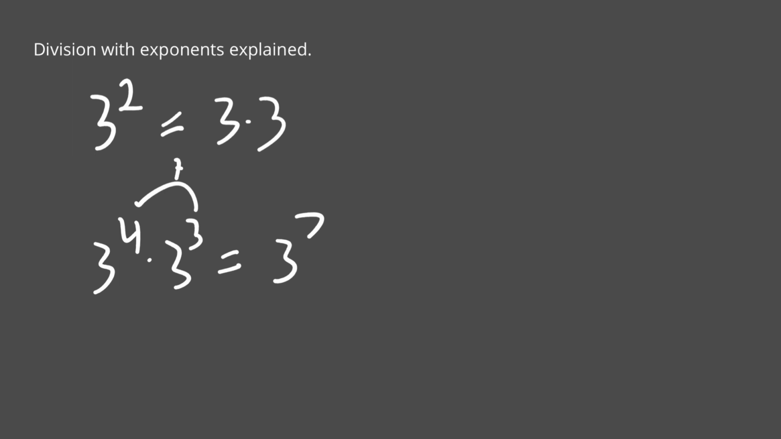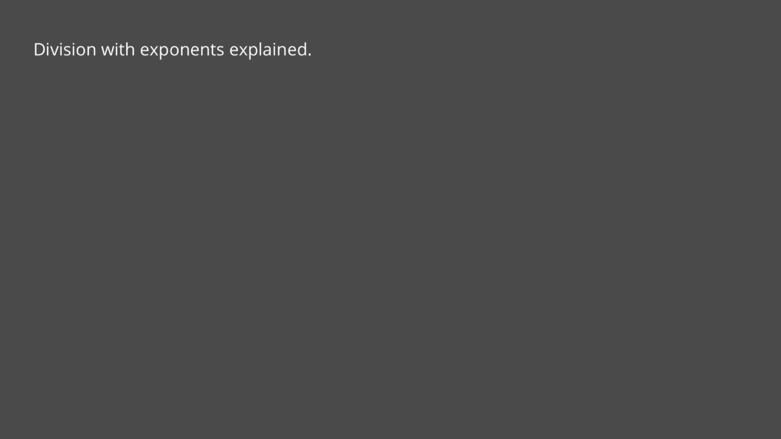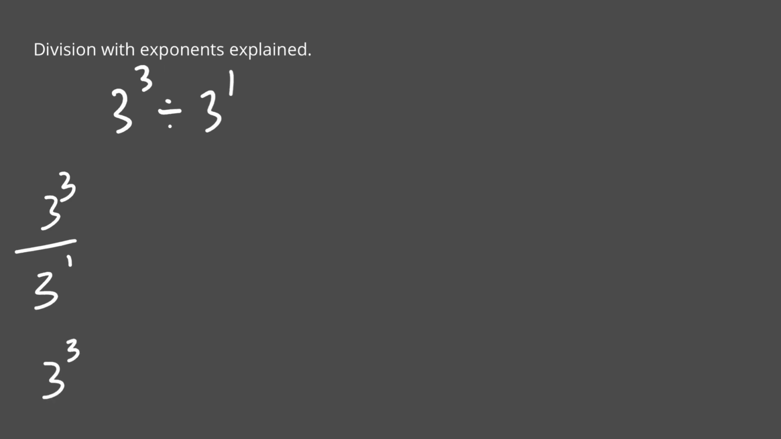So let's talk about division with exponents. This can be written in a lot of ways. It can be written as 3 to the power 3 divided by 3 to the power 1. It can be written as 3 over 3 to the power of 1, and it can even be written as a multiplication problem as 3 to the power 3 times 3 to the power negative 1. In any event, we'll walk through how to solve each of these problems.